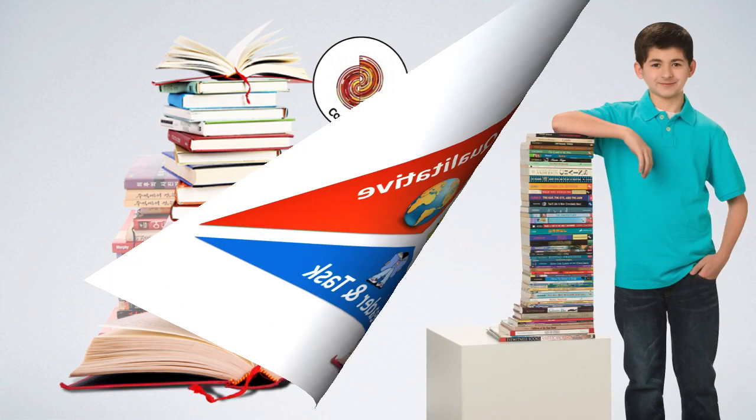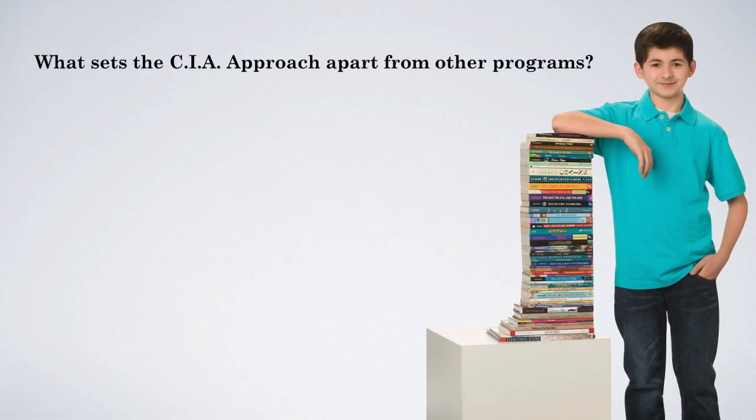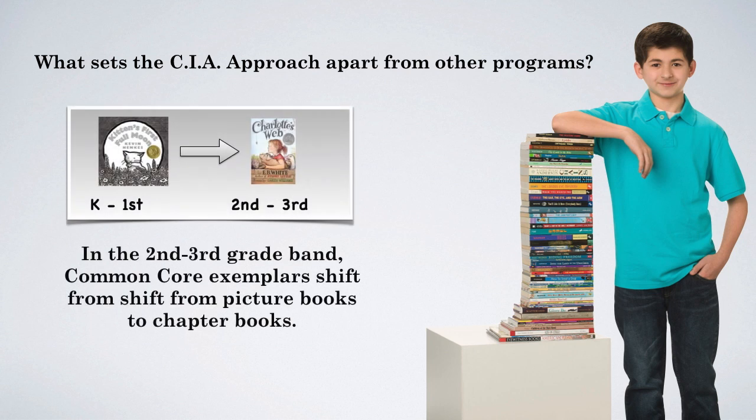When selecting titles for read aloud and book clubs, we always look for chapter books, novels, and longer nonfiction titles. This sets us apart from all other programs which use short texts and excerpts exclusively. We recognize that the Common Core wants us to increase a student's stamina for reading across grades. This goal is apparent in the 2nd and 3rd grade band, where Common Core read aloud exemplars move from picture books to longer chapter books.